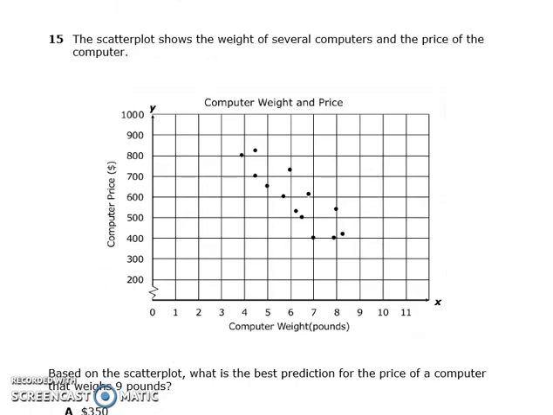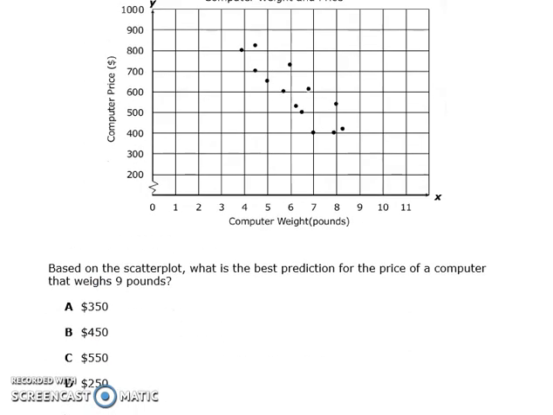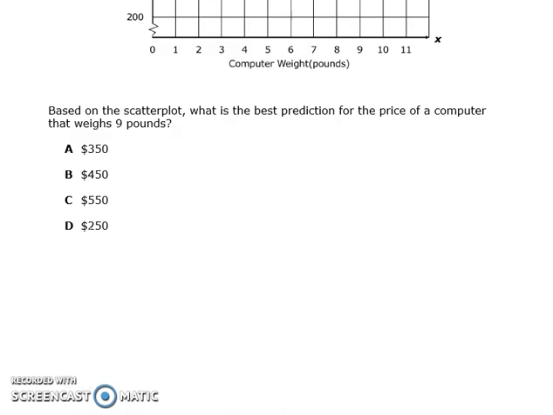Number 15. The scatter plot shows the weight of several computers and the price of the computer. Based on the scatter plot, what is the best prediction for the price of a computer that weighs 9 pounds? A. $350. B. $450. C. $550. Or D. $250.